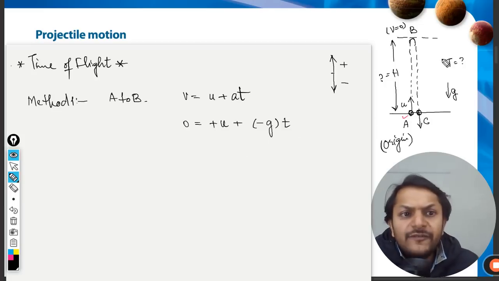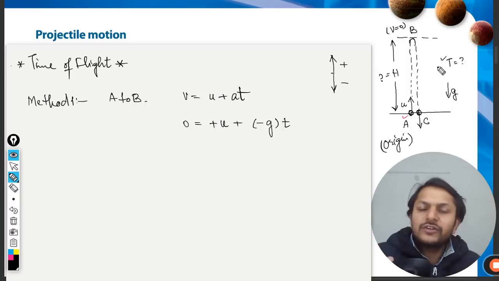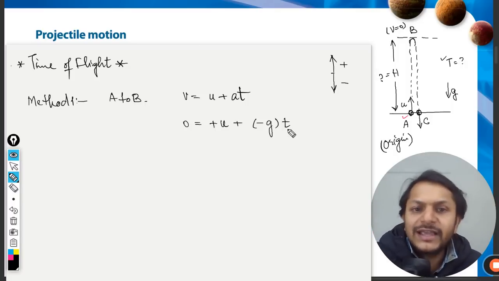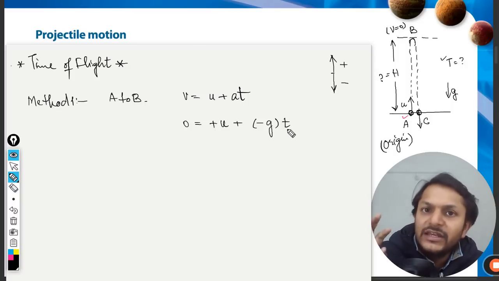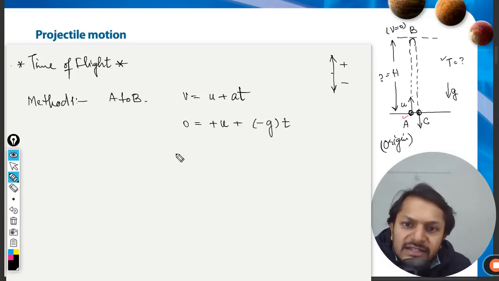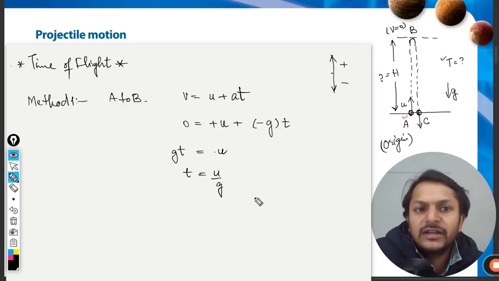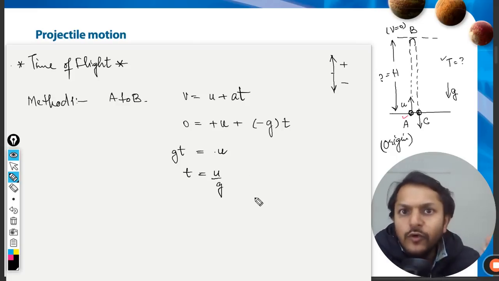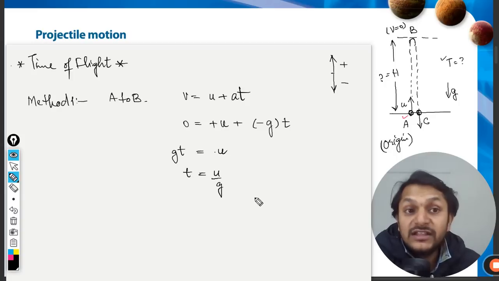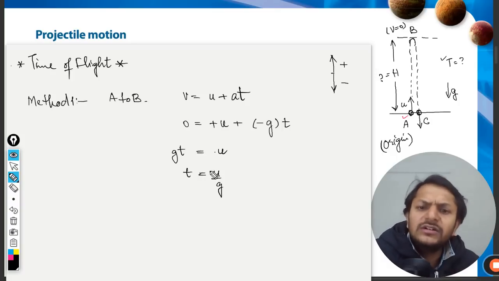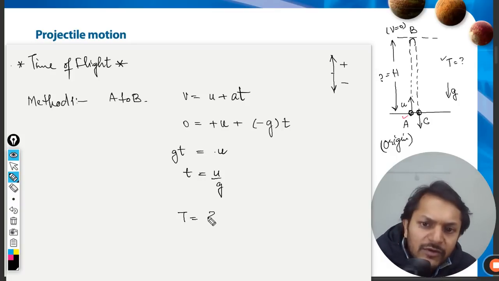See, capital T refers to the total time duration from A to C, so I cannot write it as capital T. It will be small t. And this G and T go to the other side. This will be U. From here, you can find that the time is U by G. So U by G is the time taken by the body to move from A to B. And we say that the time taken from B to C is again U by G. So the total time period will be equal to twice U by G.